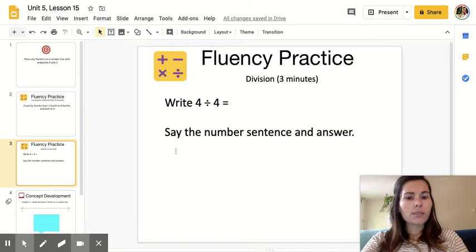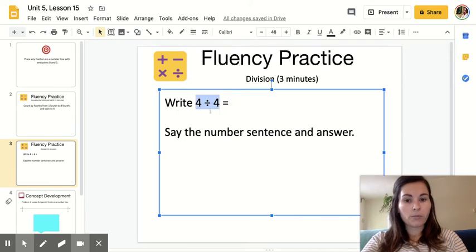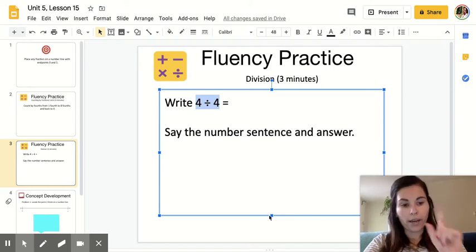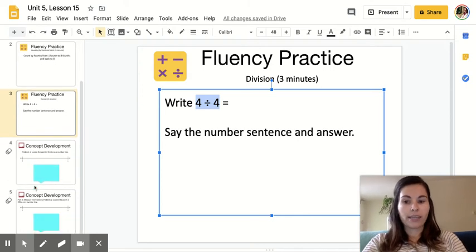Now we're going to all say this together. When I say go, we're going to read the number sentence right here and say the answer. Ready? Go. 4 divided by 4 equals 1. All right, now we're going to dive in.